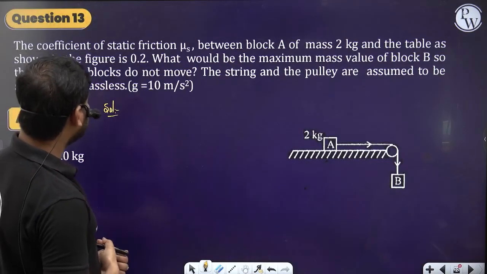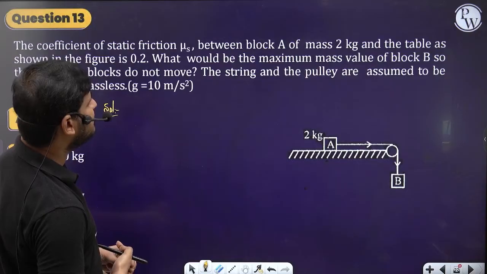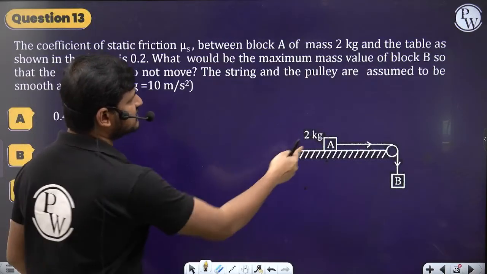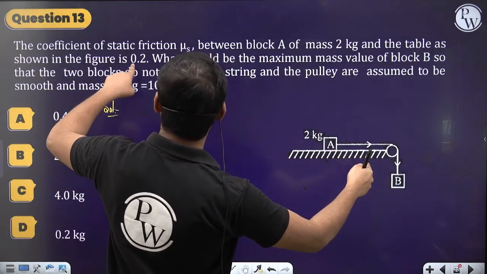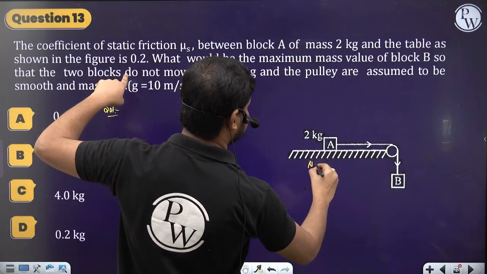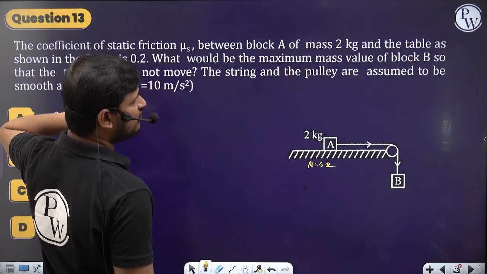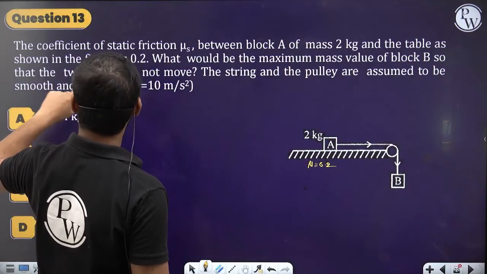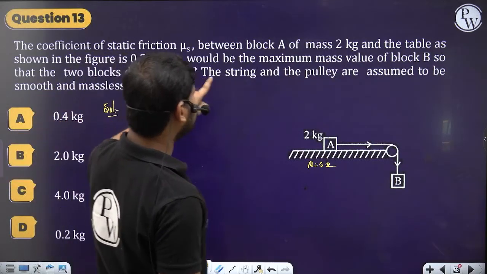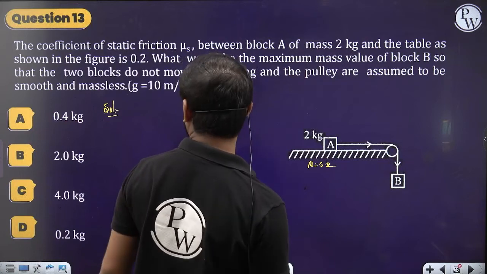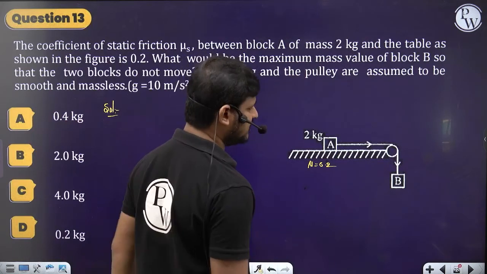The coefficient of static friction is μs between the block A of mass 2 kg and the table, as shown in the figure, is 0.2. So here the coefficient of friction is 0.2. So then what would be the maximum value of block B so that the two blocks do not move? The string and the pulley are assumed to be smooth and massless. G, take it as 10 meter per second square.